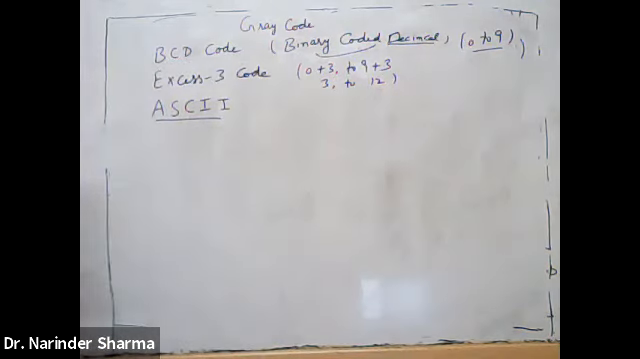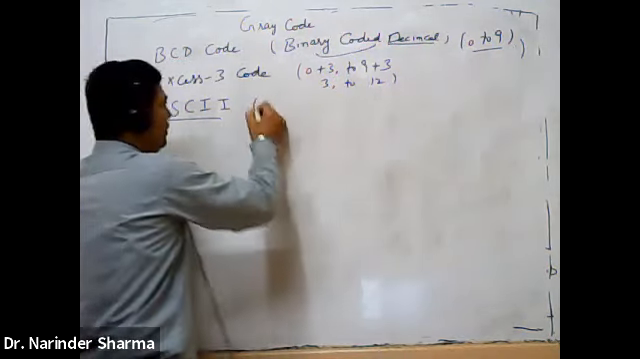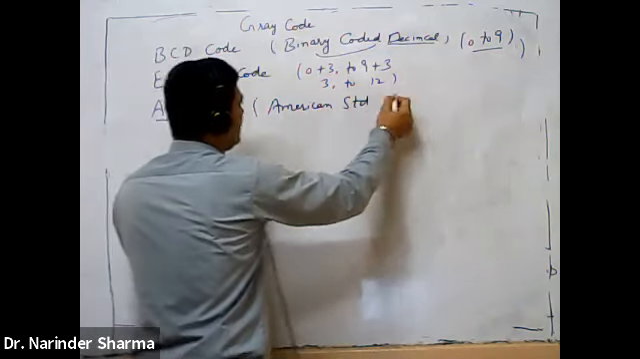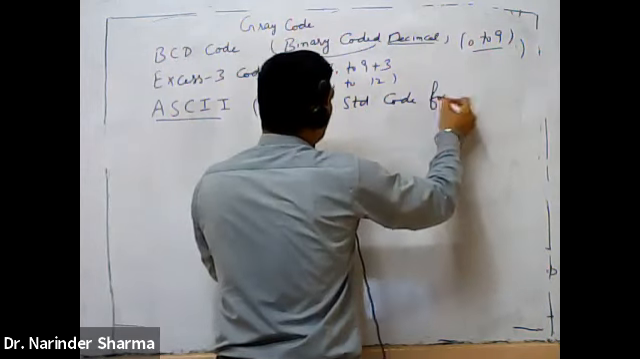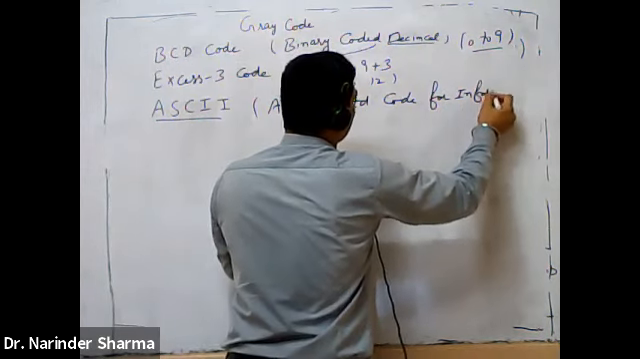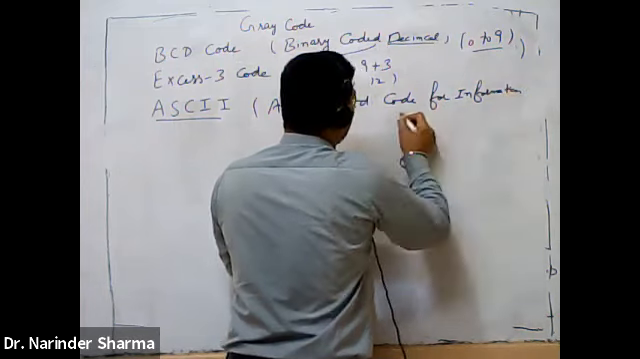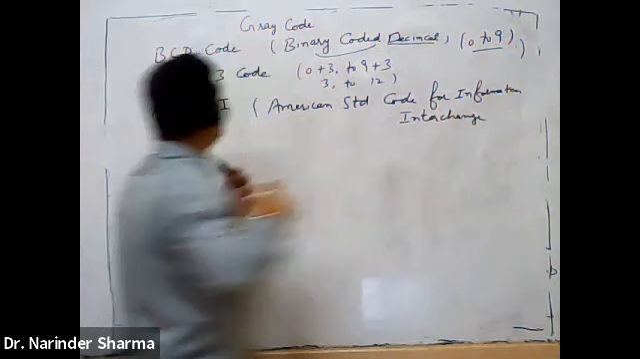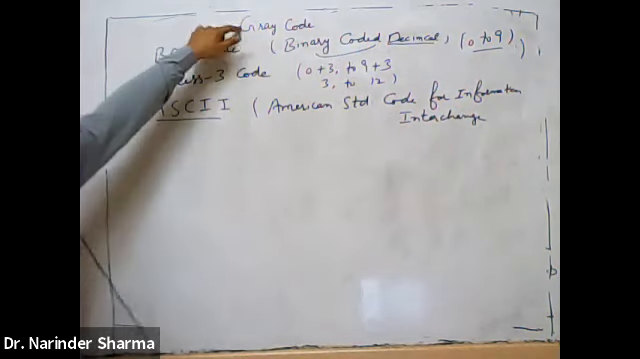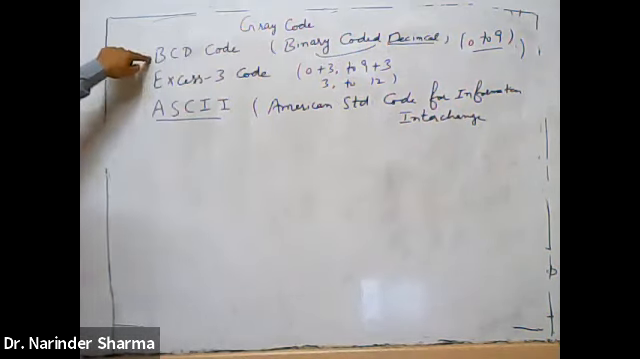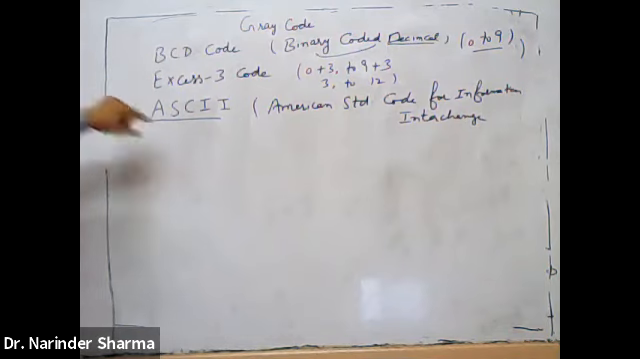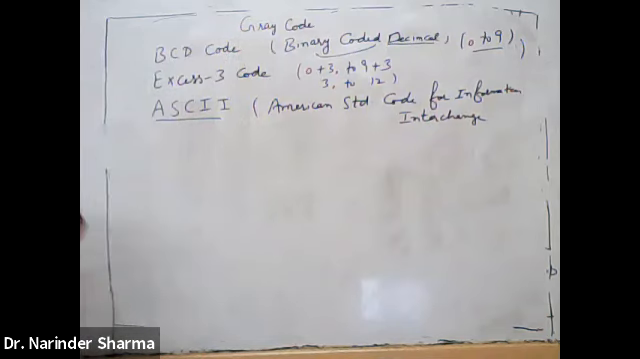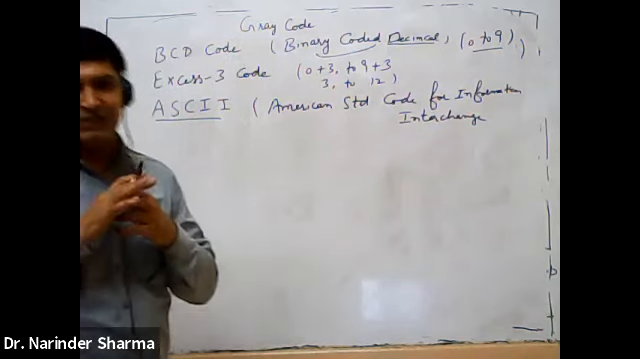ASCII stands for American Standard Code for Information Interchange. Gray code is also known as cyclic code, along with binary coded decimal, Excess-3, and ASCII code. Gray code does not come under the arithmetic codes. The rest are the arithmetic codes or mathematical codes.